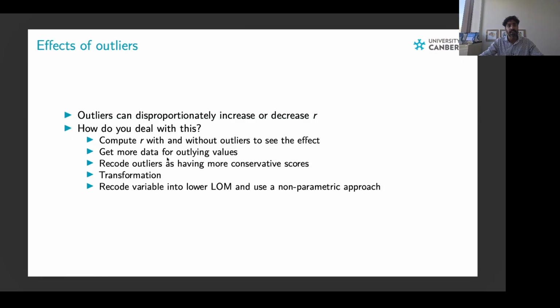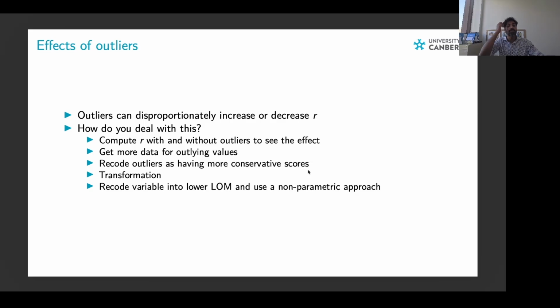You can get more data for outlying values. And also with the outliers, you always have to ask yourself, why are these outliers here? Do they represent the sample population of interest in this study, or are they in fact perhaps a separate population sample that is not intended to be included in the study? You can recode outliers as having more conservative scores as well, and there's literature around how to do that.